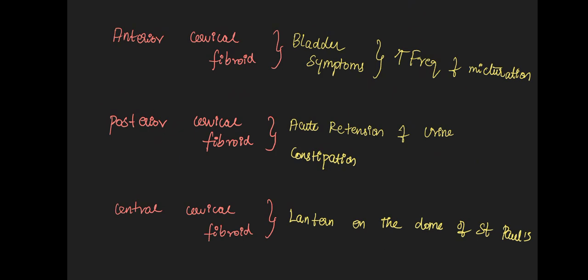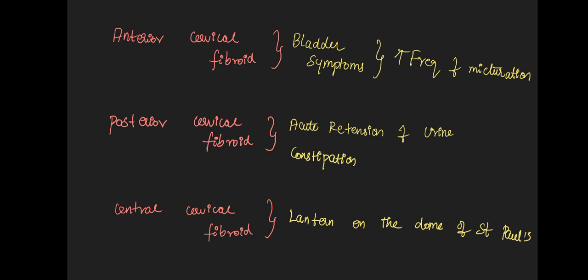Coming to the cervical fibroids, the anterior cervical fibroid shows bladder symptoms due to compression, including increased frequency of micturition. Then the posterior cervical fibroid, here there will be acute retention of urine, and there can also be constipation due to pressing on the rectum.